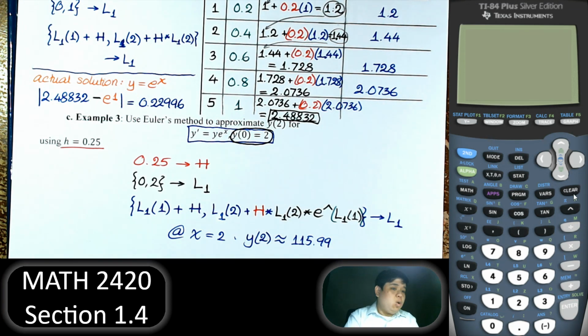Right, so that's all I want to cover for section 1.4, the Euler method for approximation of initial value problems.